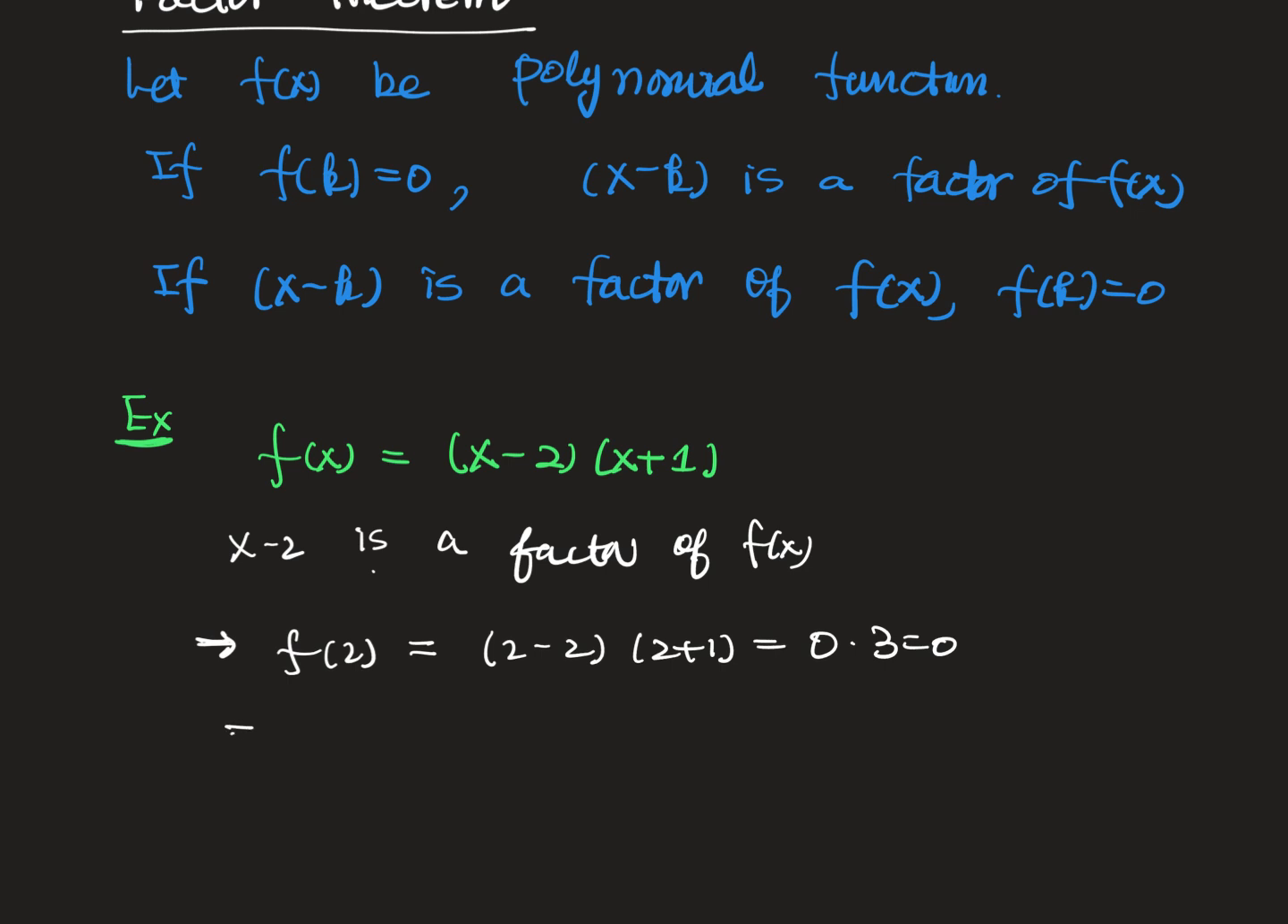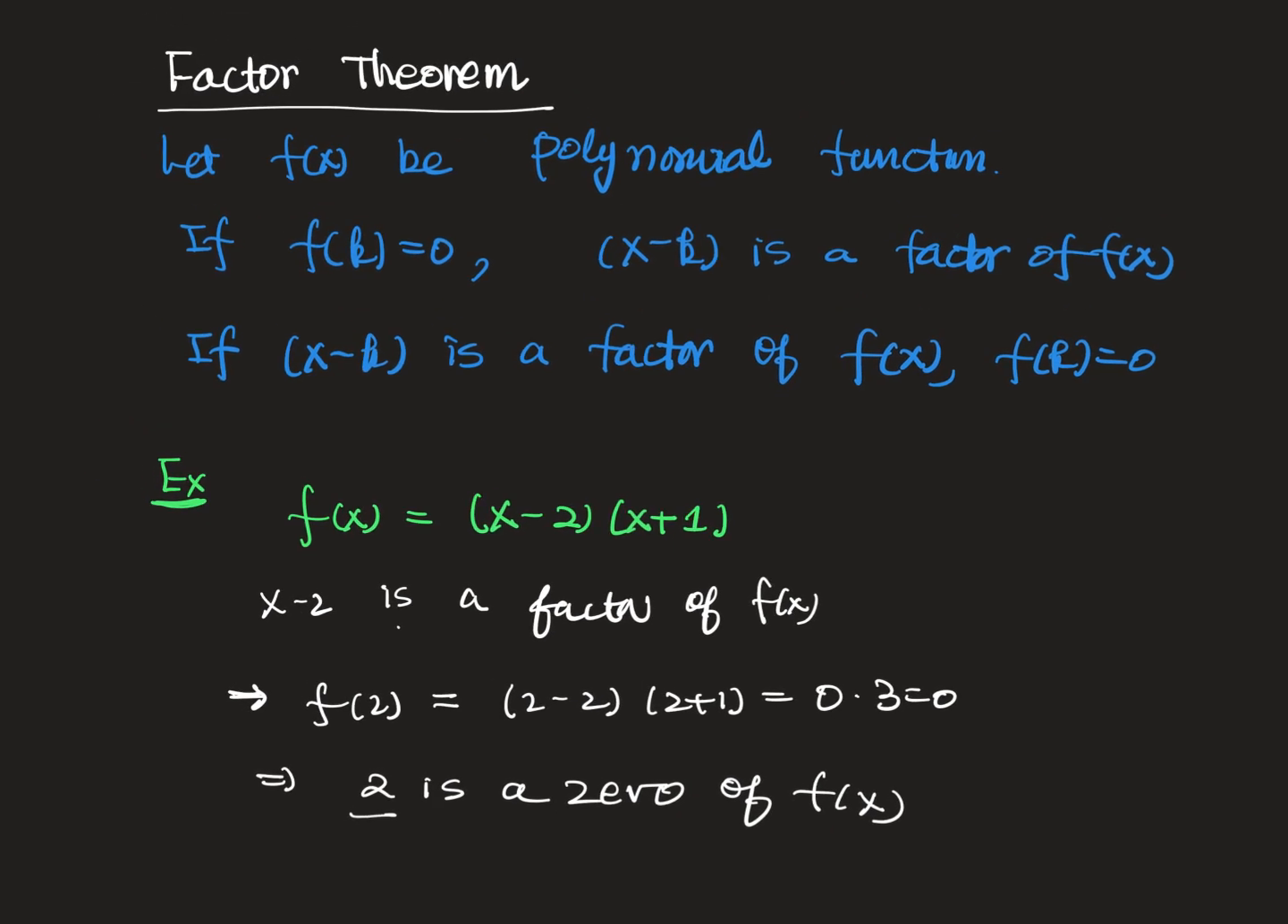That we're going to say 2 is a zero of f of x. All right? So the factor theorem says if you know which one is a factor, we can find the zeros. If we know the zeros, we can find the factor. That's what the factor theorem says. Very important, guys. How do we know f of x's zeros? We're going to check with the factor theorem, okay?